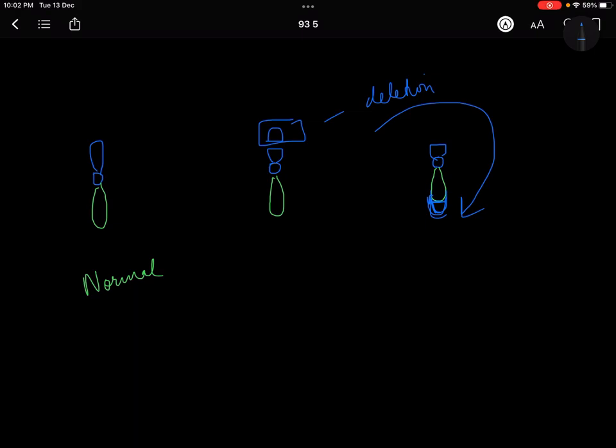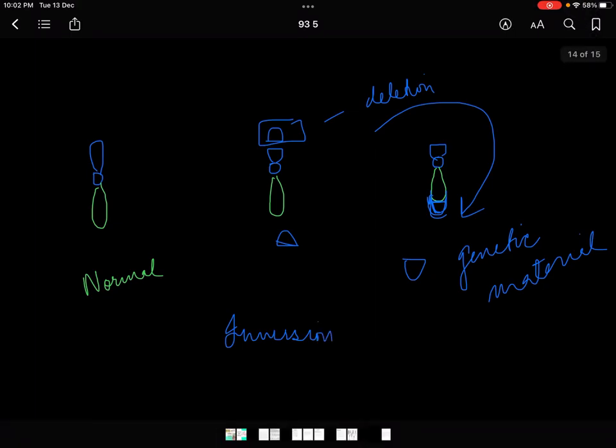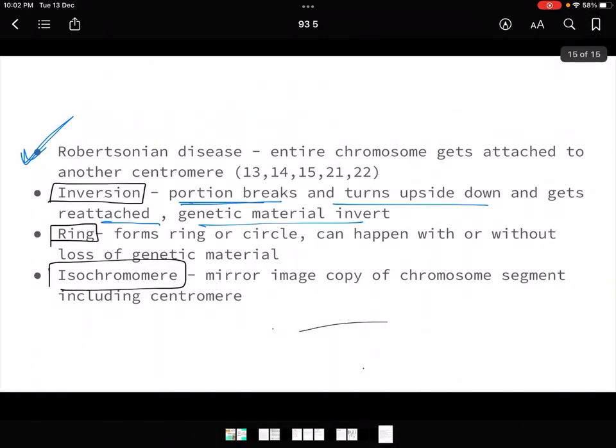So the genetic material also got inverted. It was somewhat like this, now it has become somewhat like this. So genetic material also inverted. So this is the example of inversion. I hope you understand what inversion is, right? So now let's go. This is inversion.